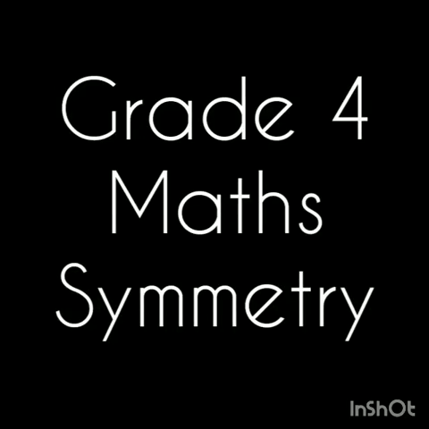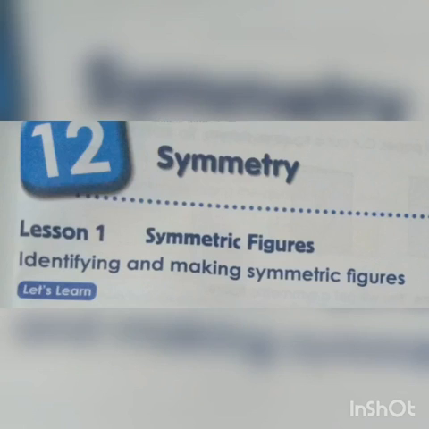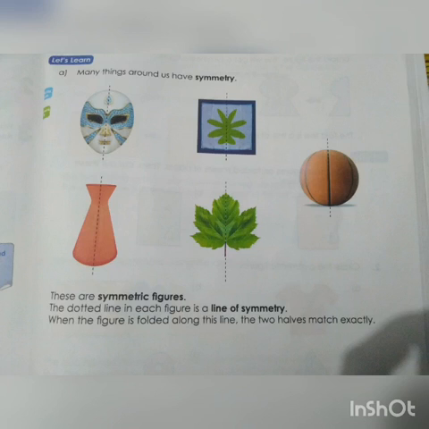Today we are going to see a new chapter, Symmetry. Symmetry, symmetric figures, identifying and making symmetric figures. Many things around us have symmetry, which means all the objects which are divided into two parts equally will have symmetry. After dividing it into two equal parts, we get both sides the same. That is called symmetry. Look here.